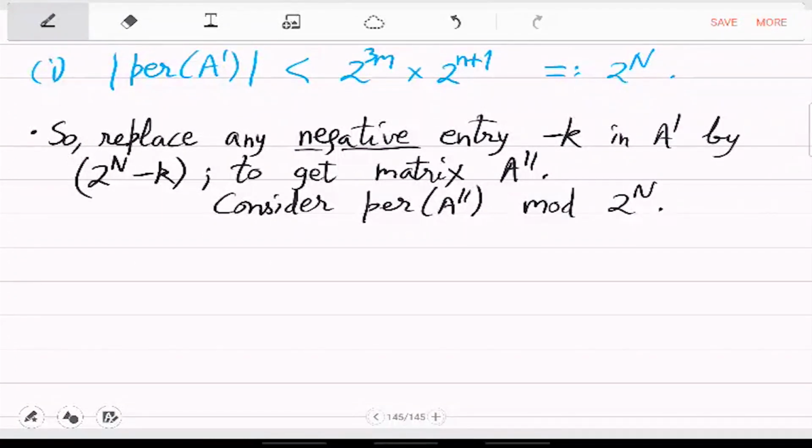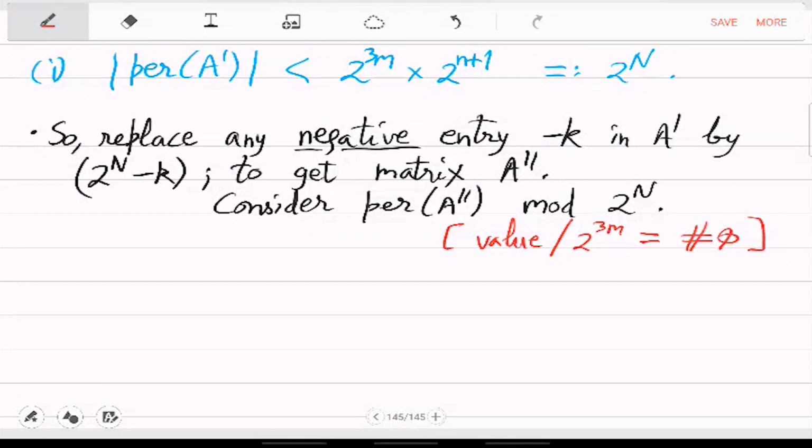Right. So ultimately, since you already know 3m, the absolute value of the permanent of A prime divided by 2 raised to 3m will give you the number of satisfying assignments, right? So let me write that down. That value divided by 2 raised to 3m is the number of satisfying assignments.